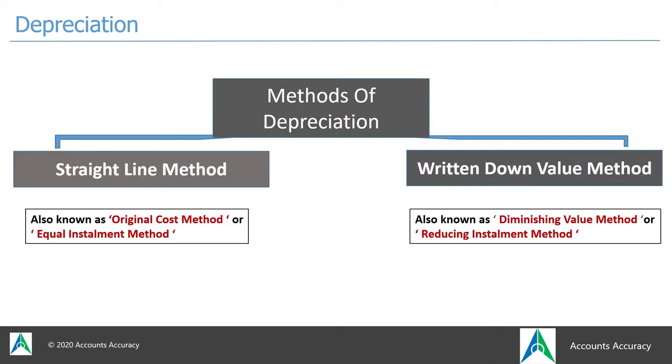Now there are two methods to calculate depreciation. The first one is straight line method and the second one is written down value method. Straight line method is also called original cost method or equal installment method, whereas written down value method is also called diminishing value method or reducing installment method. Why? Because here the depreciation we calculate at a fixed rate, and that too on the original cost of the asset, whereas in diminishing value method we calculate after deducting every year's depreciation.